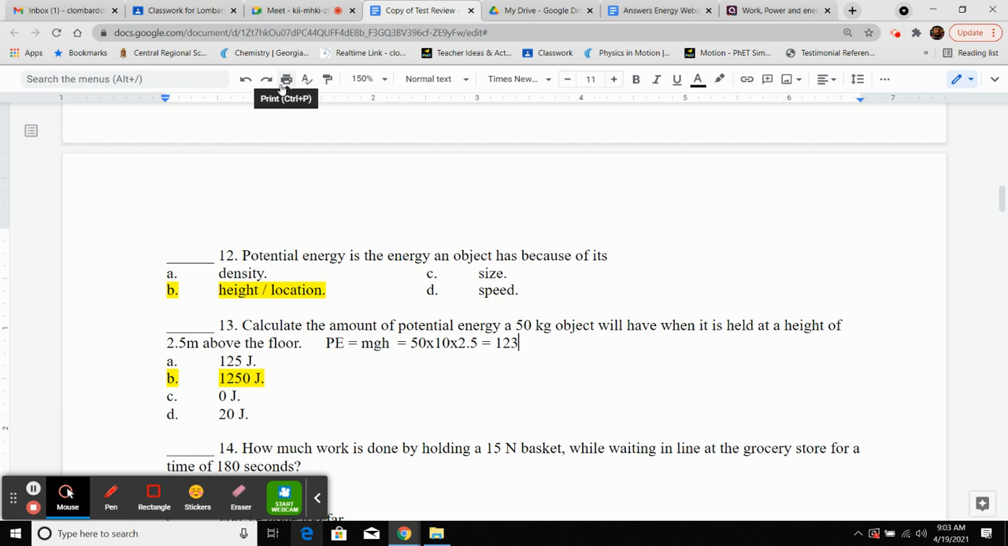How did you just do that? So I have M, here's my mass. G I have to know is 10, and it's not given in the problem, but if I know the equation, G, and then times that by the height of 250. So we should have a final answer here of 1,250 joules. Work and energy are both measured in joules.